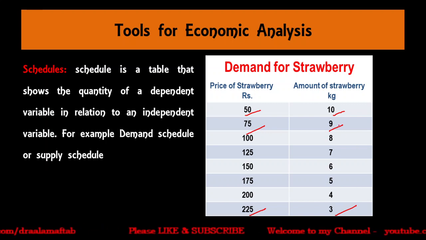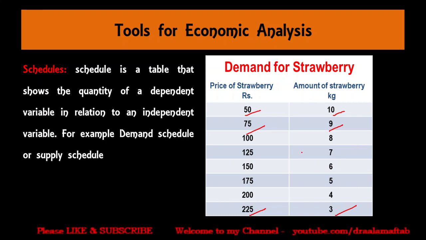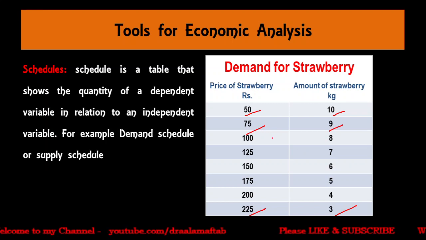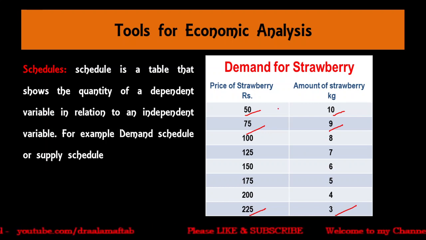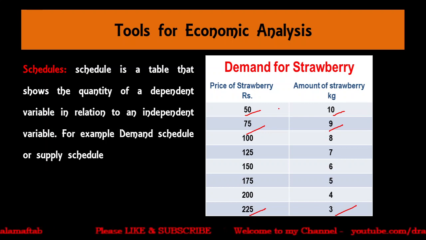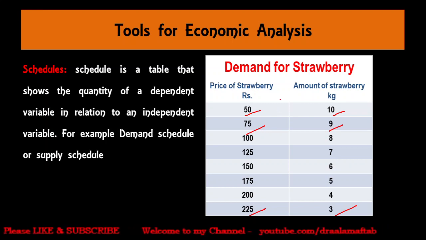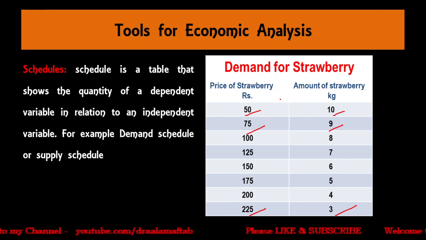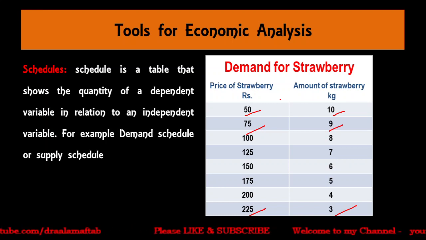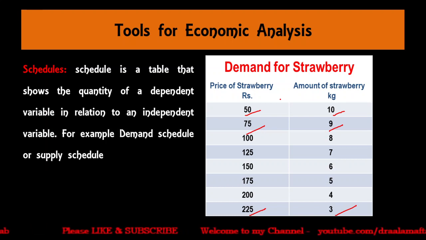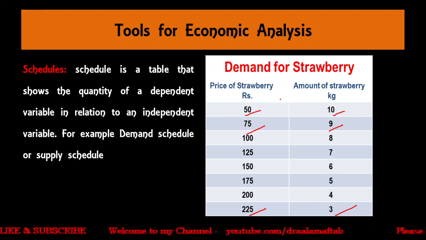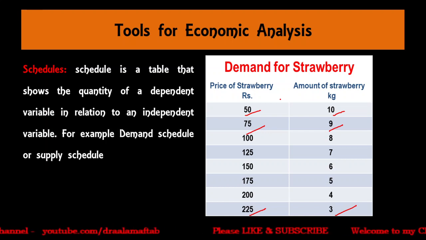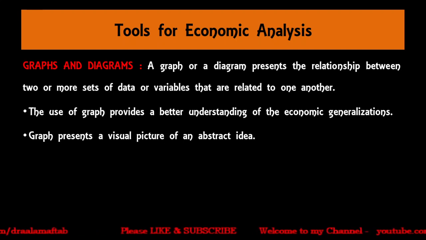So this kind of tabular presentation of the functional relation between price and demand can be depicted with the help of schedules, and it makes it easy for the learners, for the student, and for the economist to show it in one image form. It becomes very easy to understand. That's why we show it in tabular form or in schedule form, and the same schedule then can be converted into graphical form. So graphs and diagrams.